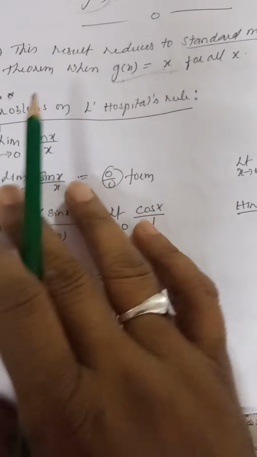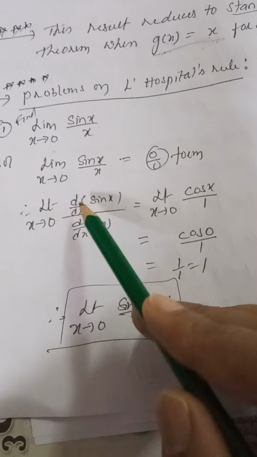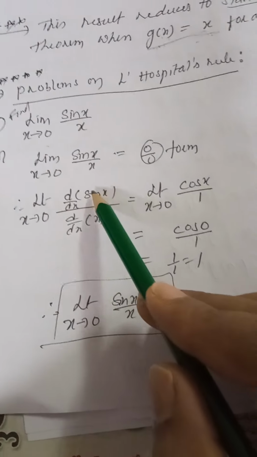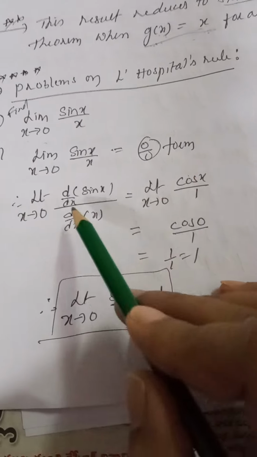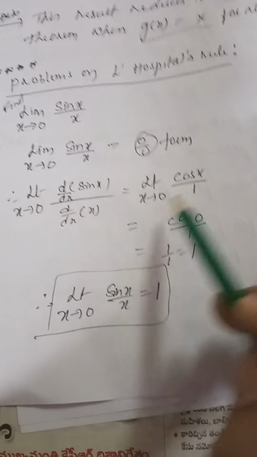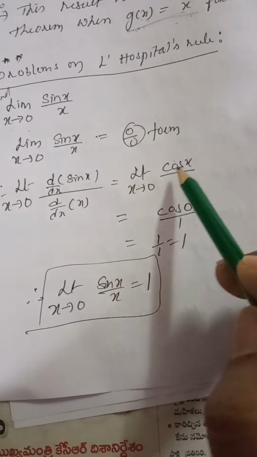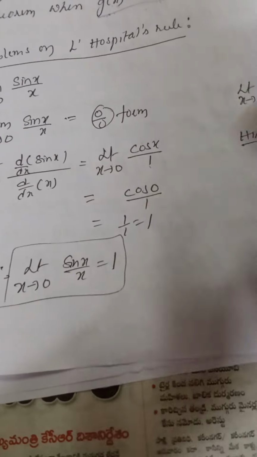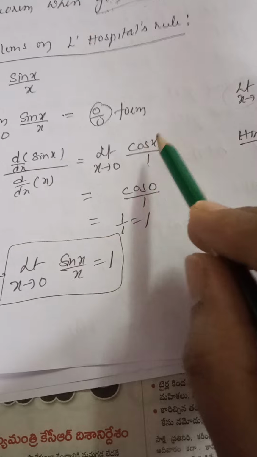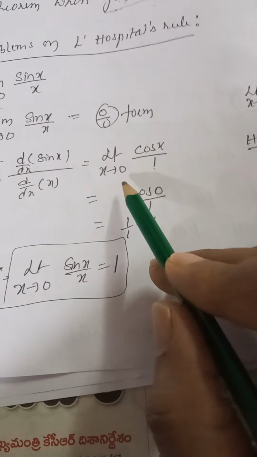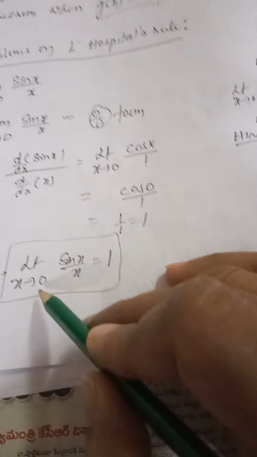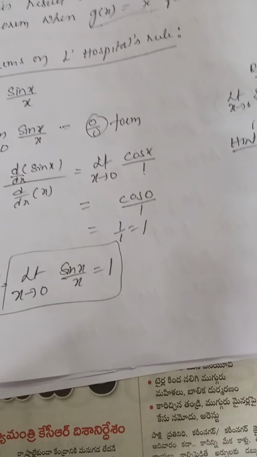Now see, this is the first problem, no? That's why I'm writing the d by dx operator. Differentiation of sin x is cos x. Differentiation of the denominator x is 1. Now, as x tends to 0, what am I getting here? Cos x by 1, that is cos x only. Now apply the limit, cos 0, right? As x tends to 0, cos 0 is 1. 1 by 1 is 1. Therefore, the limit as x tends to 0 of sin x by x is equal to 1.